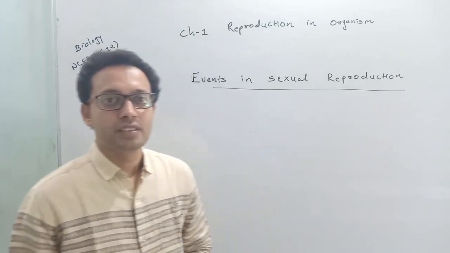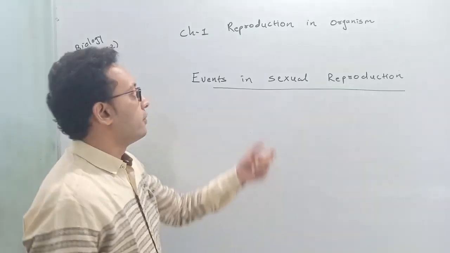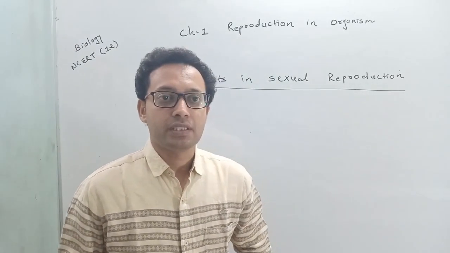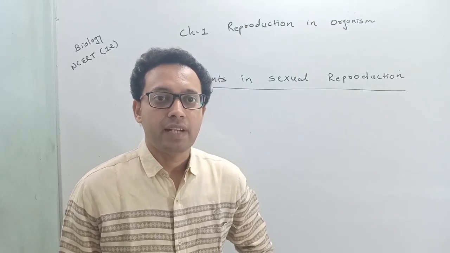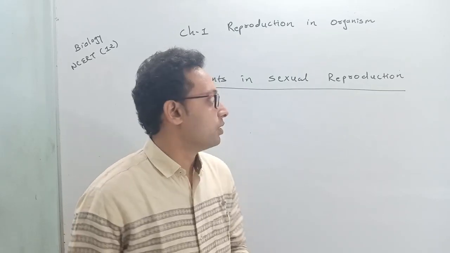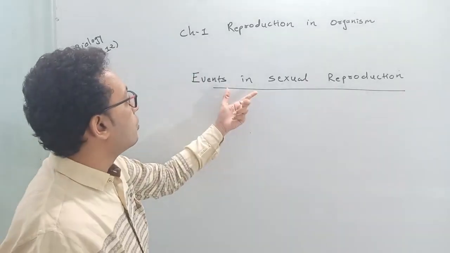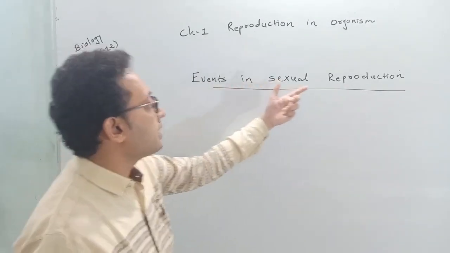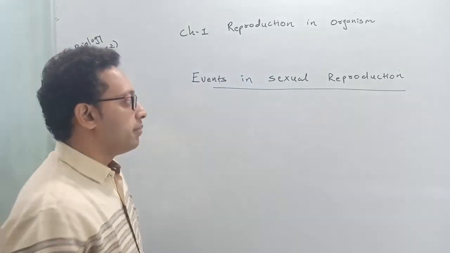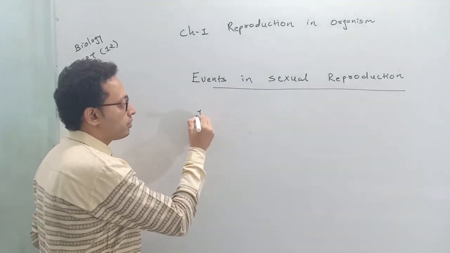Welcome back, friends. We have already started with chapter number 1, reproduction in organisms. We have discussed reproduction, lifespan, asexual reproduction, sexual reproduction, and we have also listed the basic events in sexual reproduction in higher organisms.